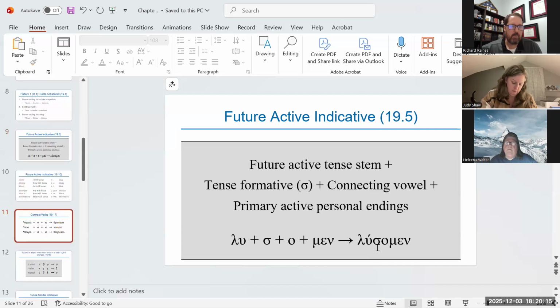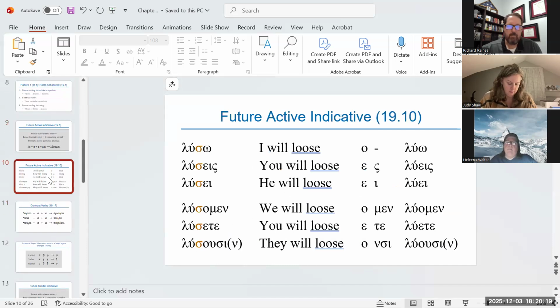So let's just go ahead and look at the paradigm for future active indicative. You already know this. That is essentially the present active indicative paradigm with the sigma added after the stem. So when you learned present active indicative, you learned luo, lues, lue, luamen, luete, luusi. Well, if that's present active indicative, I loose. But if you wanted to make that I will loose, then you're going to just add the sigma: luso, luces, luce, lusamen, lucete, lususi. So see what I mean? Not that difficult if you learned present active indicative.